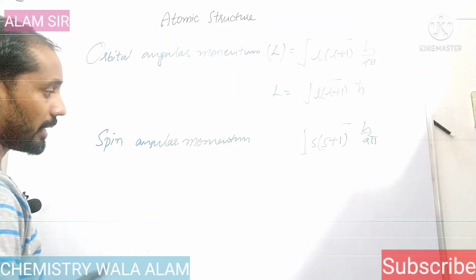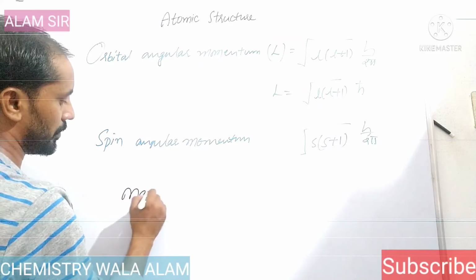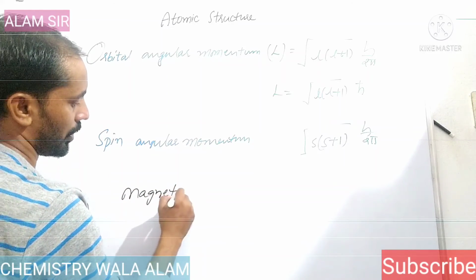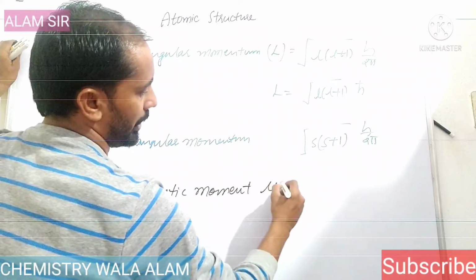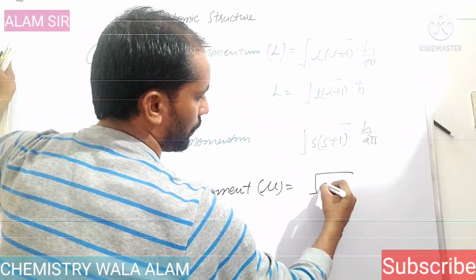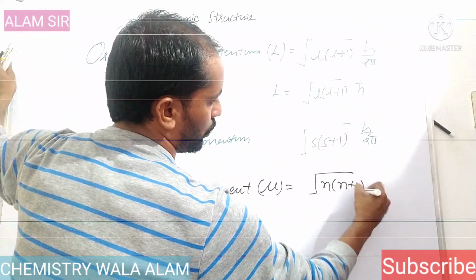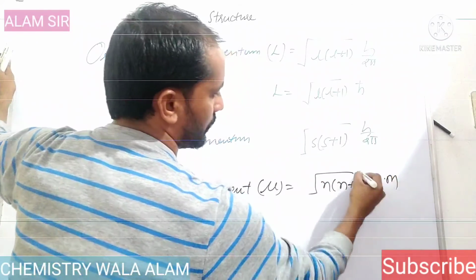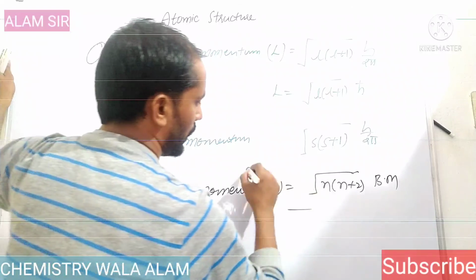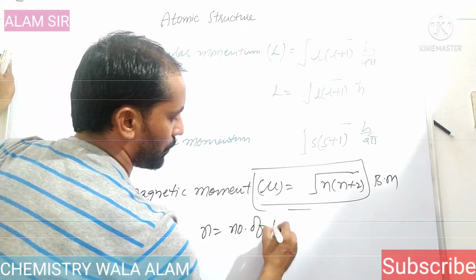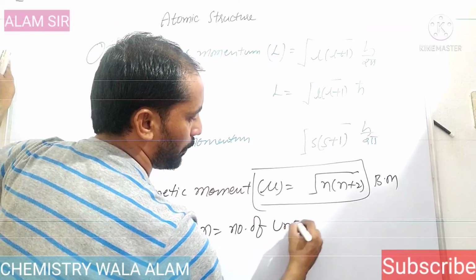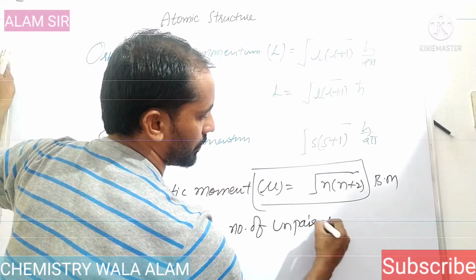Next, magnetic moment, mu is equal to under root of n into (n plus 2) Bohr magneton. Here n is the number of unpaired electrons.